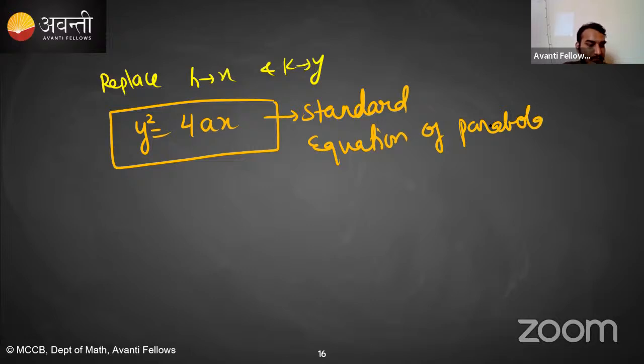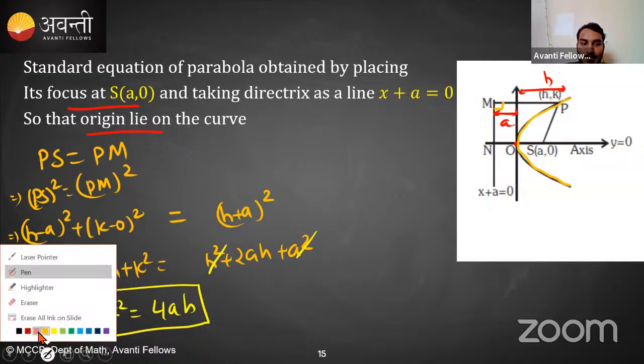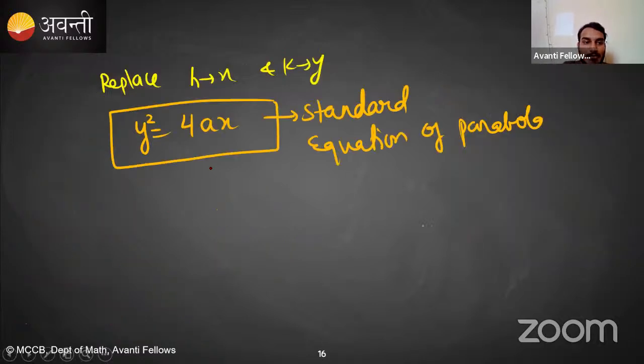Clear, everyone? So students, just to make sure we are on the same page, we have taken the focus as (a, 0), and from the diagram we can see that this point is in the first quadrant, on the positive x-axis. So we will take a as positive. Whenever I write y square equal to 4ax, here a is positive. Is this clear or not? So this is the standard equation of the parabola.